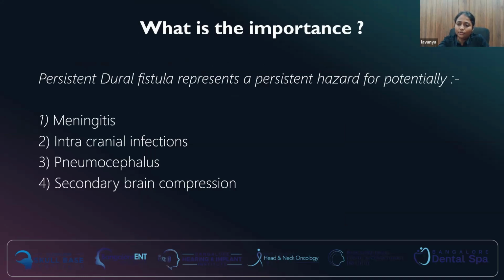But why is CSF Rhinorrhea important? What happens if there is CSF leak through the nose? Our main concern with CSF Rhinorrhea is not per se the CSF leak itself, but because of this persistent dural fistula, there's a persistent hazard for meningitis, other intracranial infections, pneumocephalus, and brain compression secondary to this defect. So these conditions can be extremely fatal, and this is our priority. So why we have to consider CSF Rhinorrhea and treat it immediately is to potentially avoid these hazardous complications.